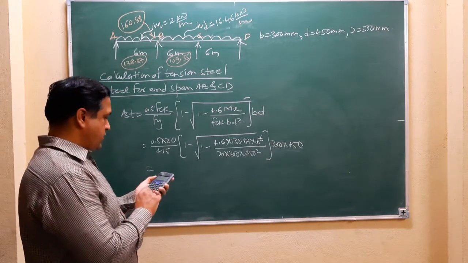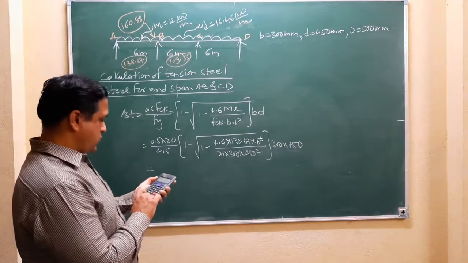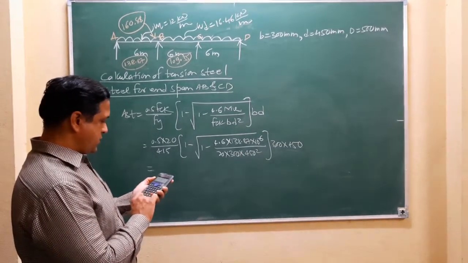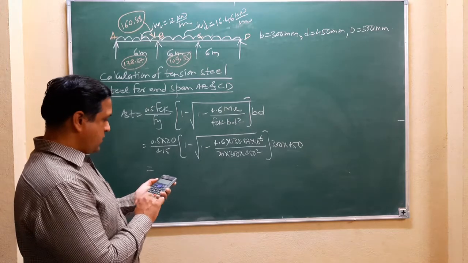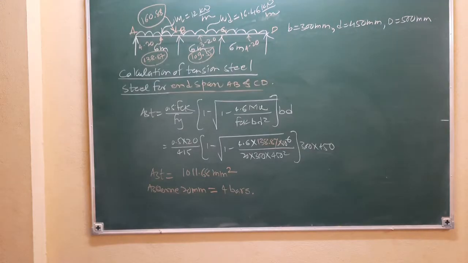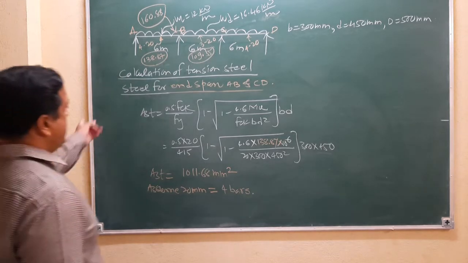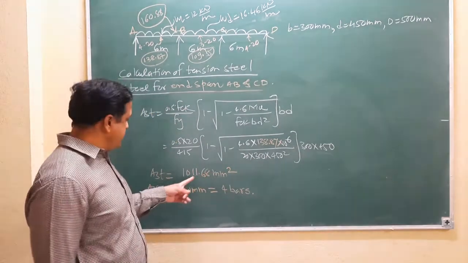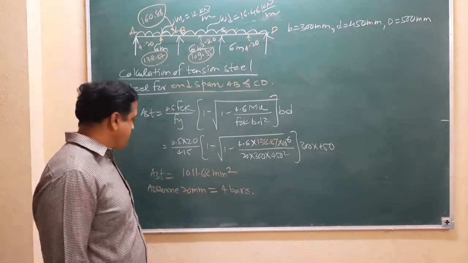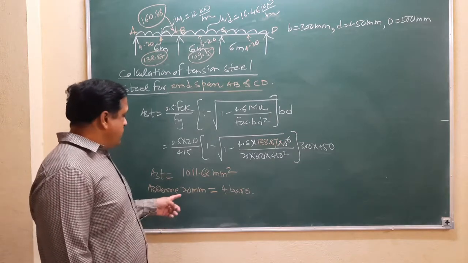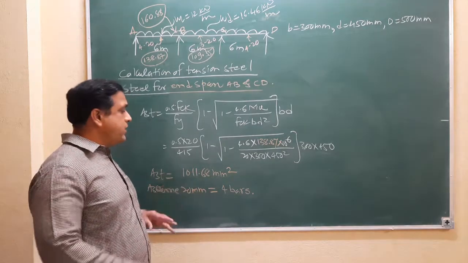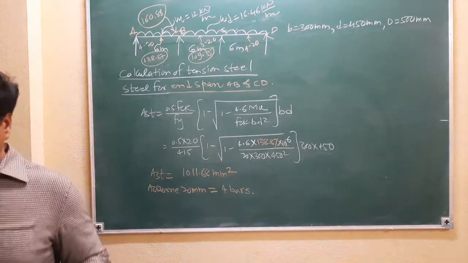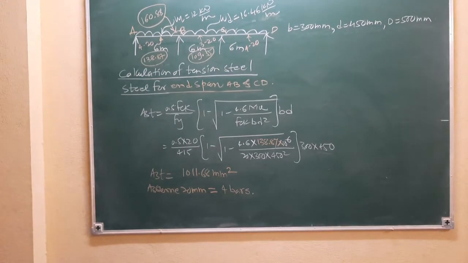So it is 4.6 into 138.87 into 10 raised to 6 divided by 20 into 300 into 450 into 450. Now for this bending moment 138.87, the total Ast is 1011.68 mm square. So if you assume 20 mm bar diameter, you have to provide 4 bars.